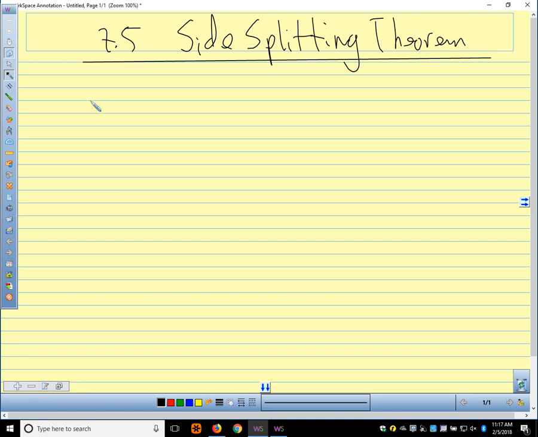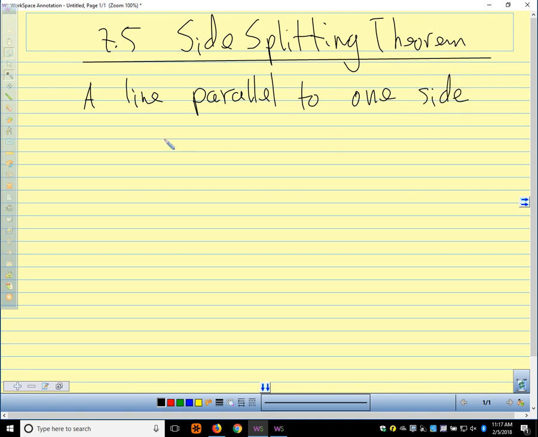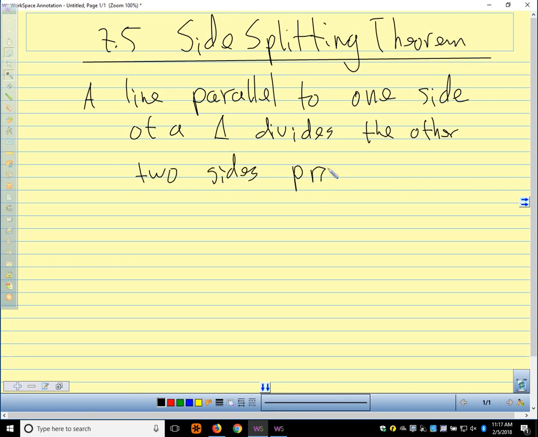So our side-splitting theorem says that a line parallel to one side of a triangle divides the other two sides proportionally. And remember that proportionally means same ratio. So let's draw a picture.